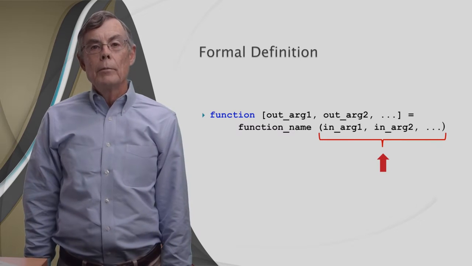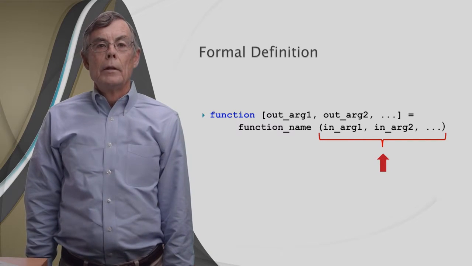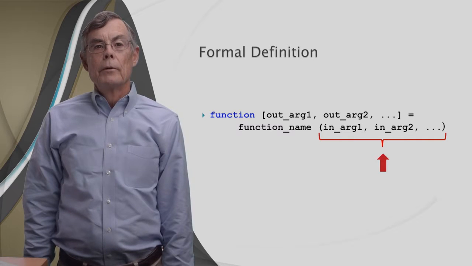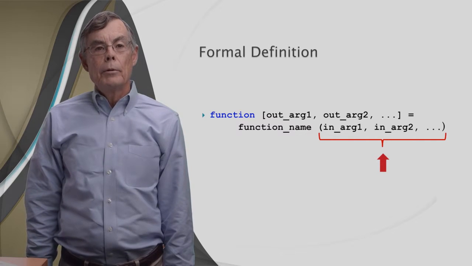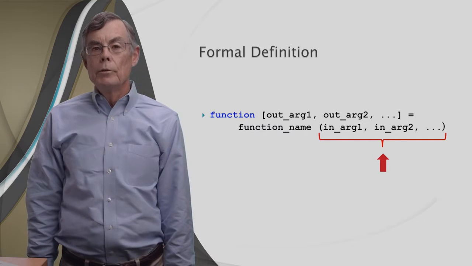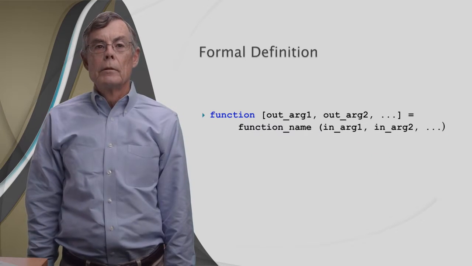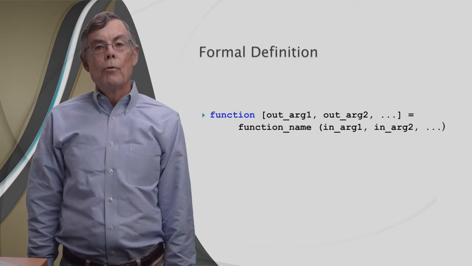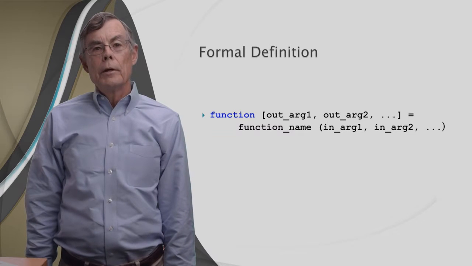Then come the input arguments, if any. If you don't have any input arguments, then parentheses are optional. Otherwise, a comma-separated list of input argument names goes between parentheses. Okay, that's the formal description of the function declaration.